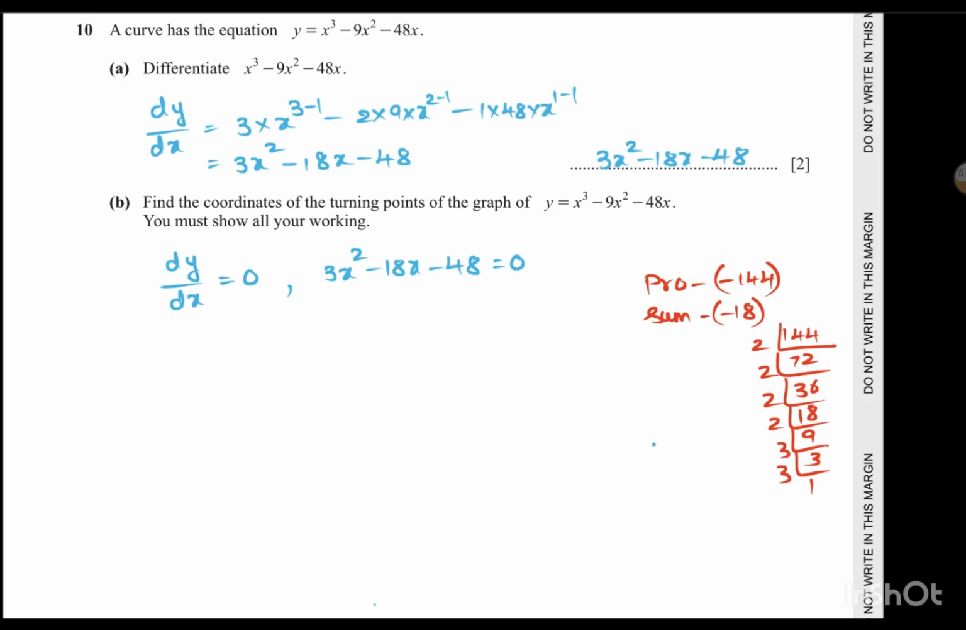2 2s are 4, 4 2s are 8, 8 2s are 16. 16 into 9 is 144, but the sum won't be minus 18. Let us take 3 3s are 9, 9 4s are 36, 36 into 4. Let us take these two, 8 into 9 2s are 18. Yes, we can combine 8 and 18. So minus 8, minus 8.